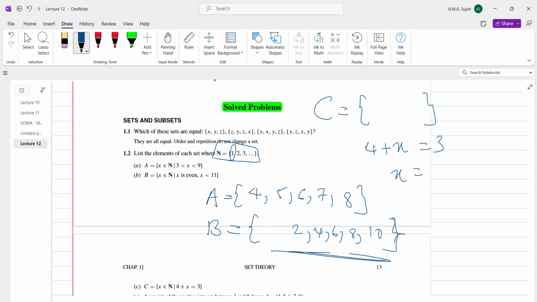What do you mean by 4 plus x is equal to 3? So x is equal to 3 minus 4. It means x is equal to minus 1. Can x take minus 1? Can't, right? Because n is a positive integer. So then what will happen? C is an empty set. Did you get my point? C doesn't have any element. So that is an empty set.